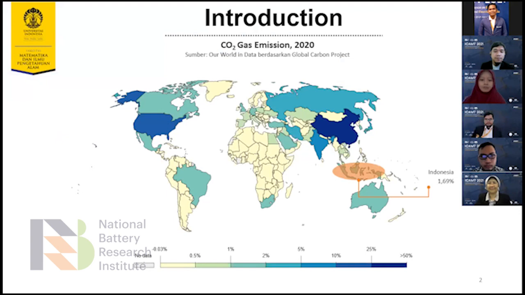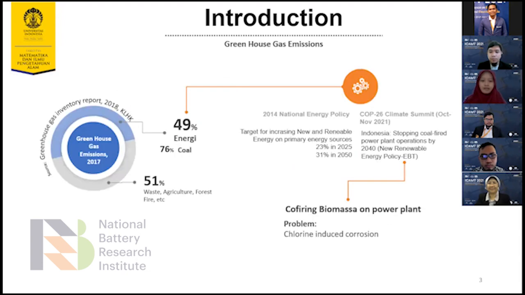Global warming is our problem in the world. It's due to the greenhouse gas emissions such as carbon dioxide. Indonesia supplies almost 2% of carbon dioxide gas emission in the world. And most of the greenhouse gas emission comes from energy, whereas in the energy sector, about 76% uses coal and fuel.